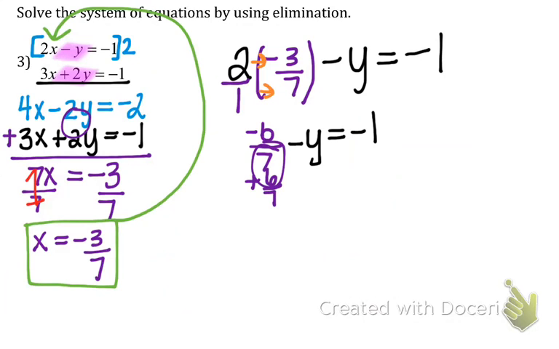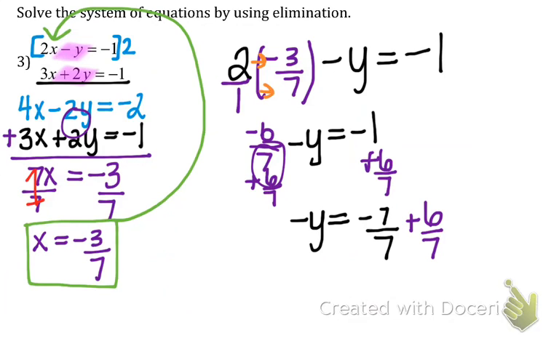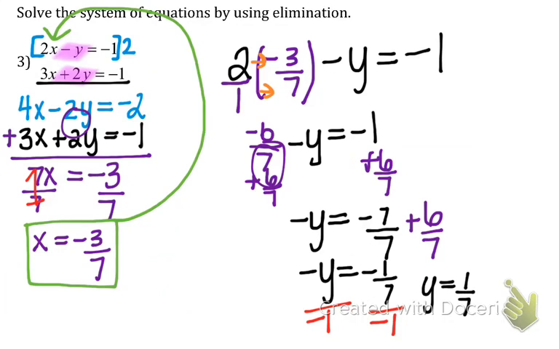Finally, I need to isolate y, so I'm going to add 6/7 to the left-hand side, cancel it out, and add it to the right-hand side. Negative y is equal to negative 7/7 plus 6/7. I just changed this negative 1 into a negative 7 over 7 to make it easier to add because I need common denominators. So negative 7/7 plus 6/7 is negative 1/7. Divide by negative 1 to fully isolate y, and y is equal to positive 1/7.